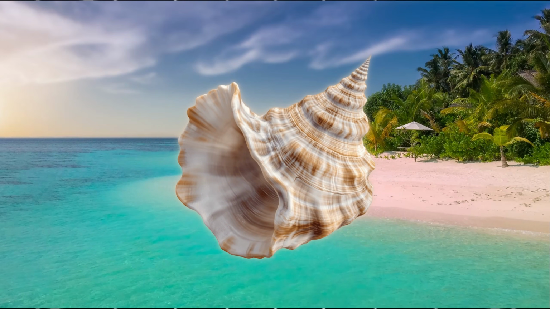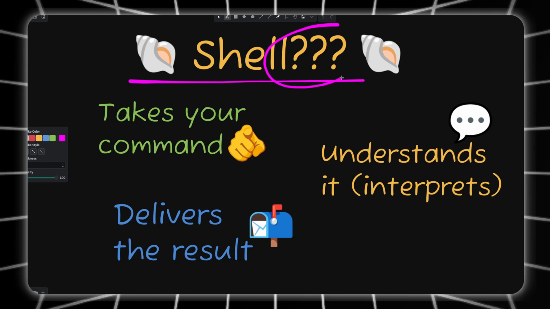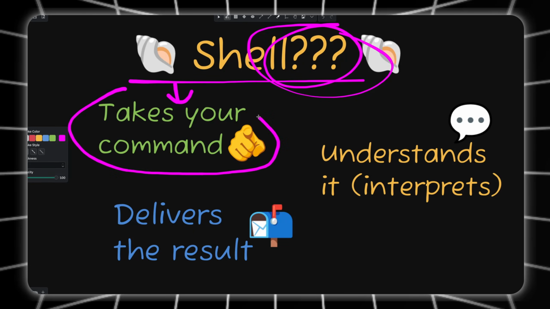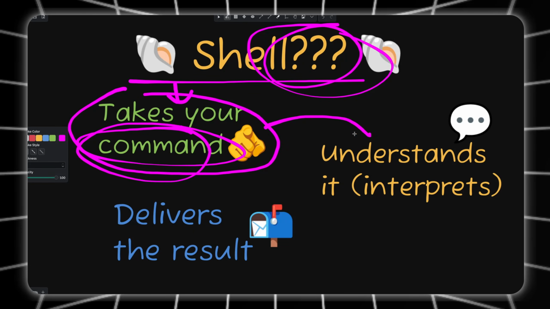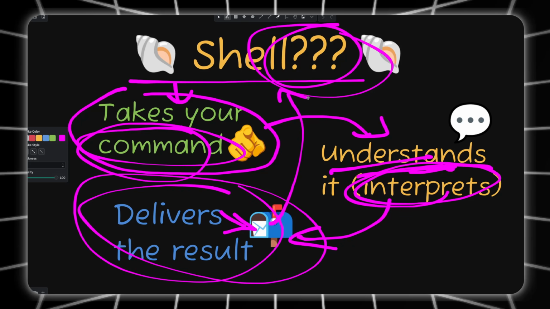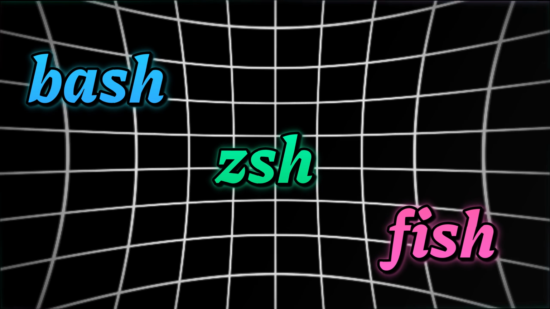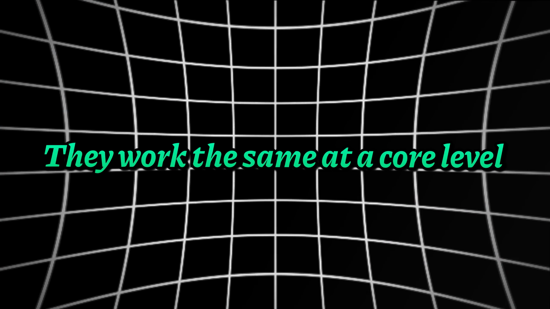Now, unfortunately, we aren't going to be by the beach, as it isn't that kind of shell. However, a shell simply acts as an interpreter. The shell takes in a command, understands it, and delivers the output. So the shell is the actual program running inside your terminal, reading all of your commands. Now, you may have heard of bash, zsh, and fish. Those are some popular shells which have different features and nuances, but what you need to know is that they all work fundamentally the same under the surface.